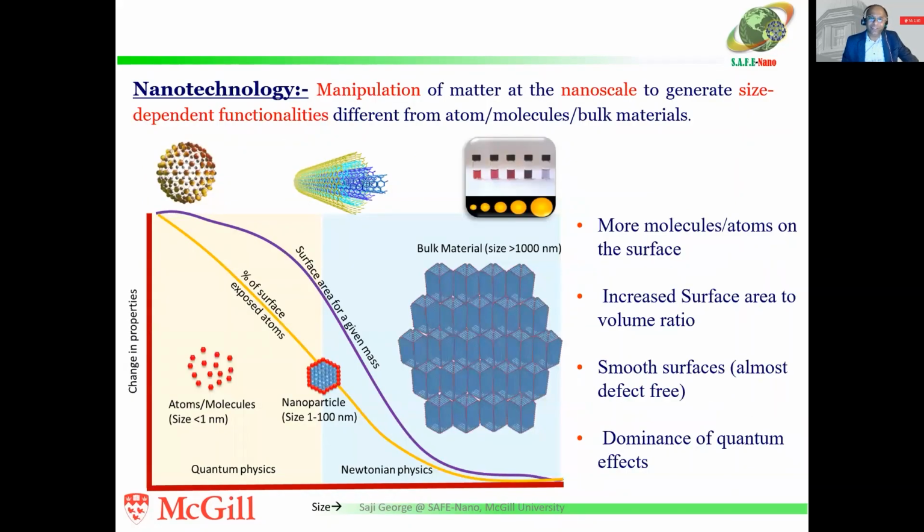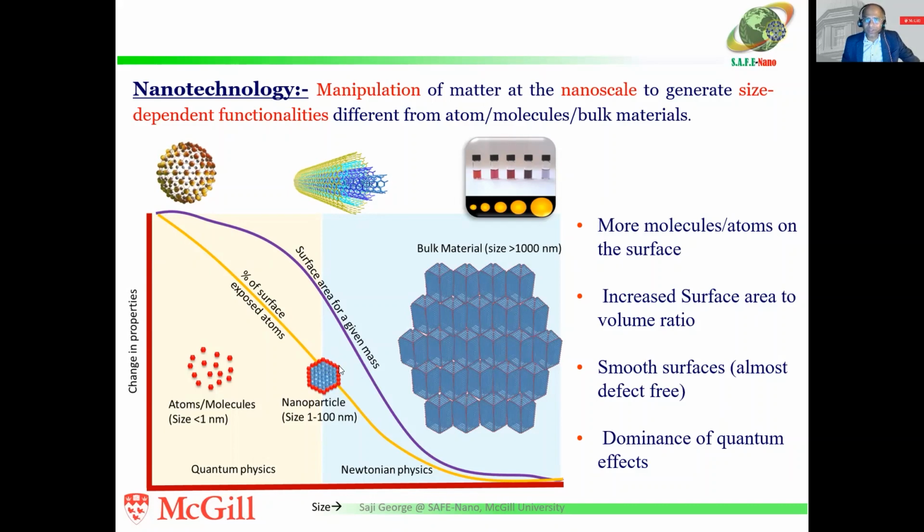By definition, nanotechnology is the manipulation of matter at the nanoscale to generate size-dependent functionalities that are different from the atom or the bulk counterpart. Take gold, for example. We know gold in atomic or molecular form, as well as gold in bulk form, which is the gold coin or a block. There is a state in between, the nano, where the surface area of the material is extremely high compared with a bulk material, and it also has a high percentage of surface-exposed atoms.